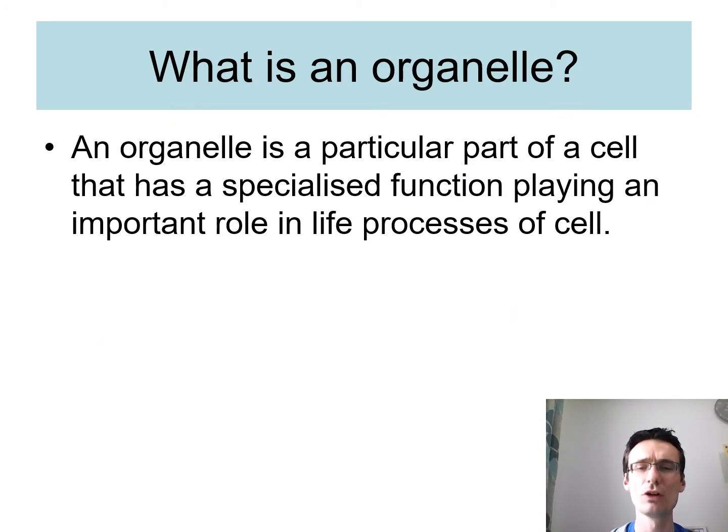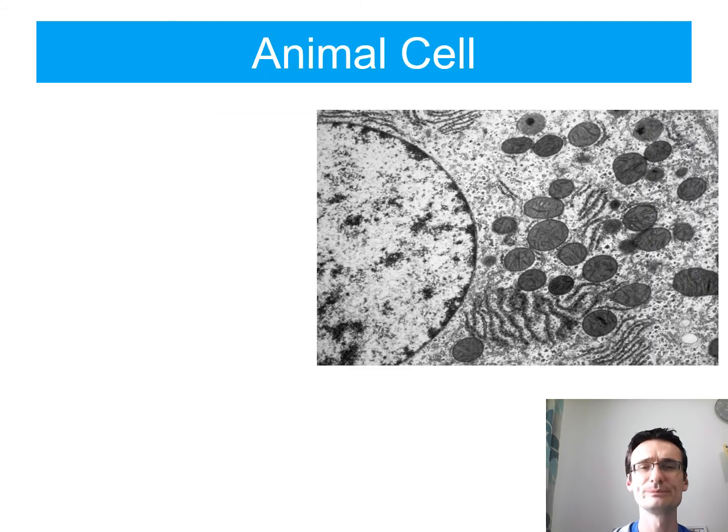Well, if you'd done organisation at GCSE, you would have been told that a cell makes up a group of tissues, sorry, a group of cells make up a tissue, a group of tissues make up an organ, and organs make up an organ system, and they make up an organism. Well, below the cell level are organelles, and organelles are parts of the cell that have a specialised function, playing an important role in the cell.